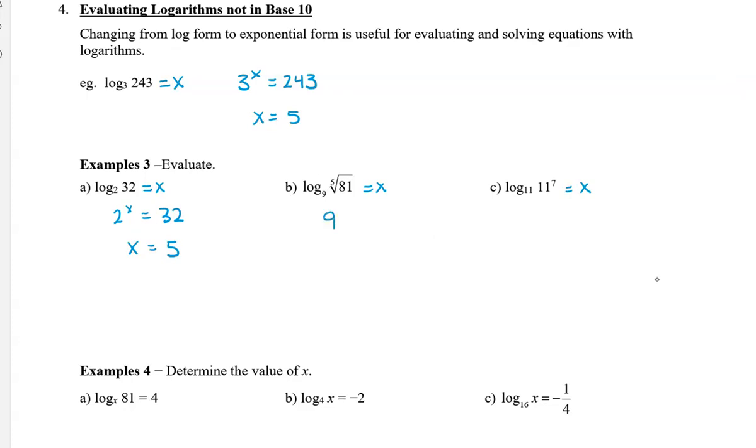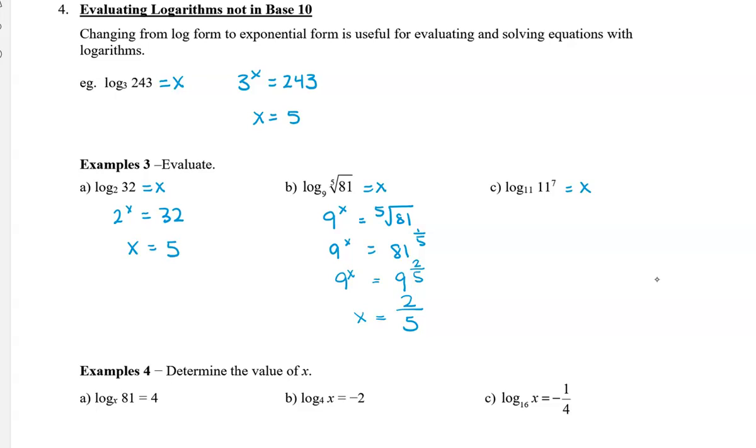Now this next one's a little bit more complicated. Let's rewrite this as 9 to the power of x equals the 5th root of 81. That's our first step. Then we have 9 to the power of x equals 81 to the power of 1/5, and then 9 to the power of x equals 9 to the power of 2, and then we have to multiply by 1/5, so that would be 2/5. Therefore x is equal to 2/5. Now that we have x, this means that log with a base of 9 of the 5th root of 81 is equal to 2/5.